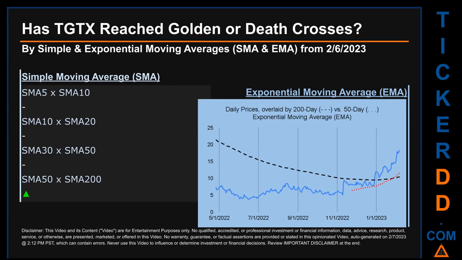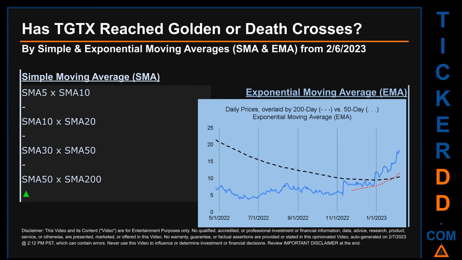Has TGTX price reached golden or death crosses? Golden cross and death cross are basic signals that compare average prices across two specified trade day ranges, a short-term versus a long-term range. For example, 5-day versus 10 trade days. Essentially, a golden cross is a bullish signal. It appears when a ticker's short-term moving average crosses above its long-term average. Vice versa, a death cross is a bearish signal when the short-term crosses below its long-term moving average.